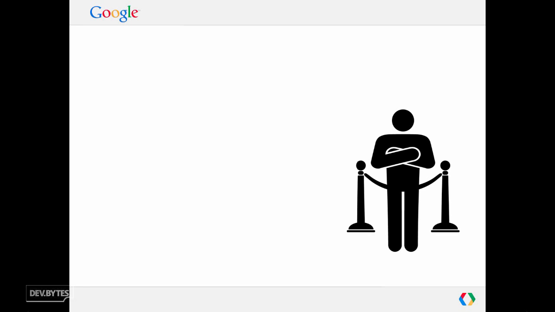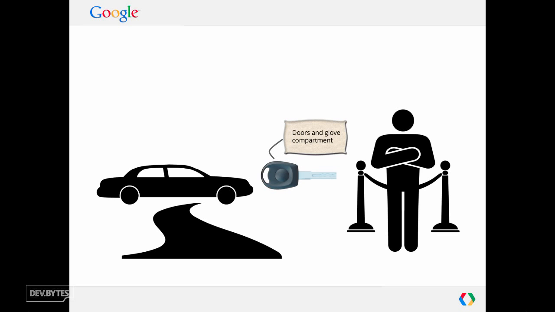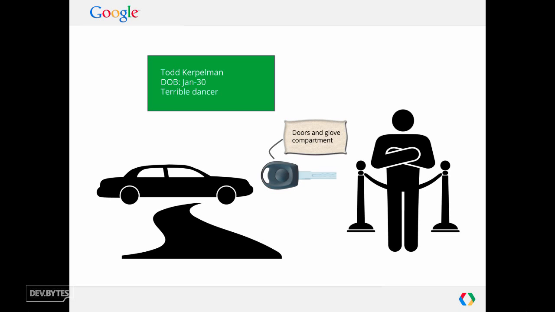Bouncer, I'm going to give you this special valet key. This key will let you open the doors and the glove compartment of my car. It won't let you drive my car, it won't let you open the trunk, but you can get into the glove compartment, and there you can find, say, my registration, which will tell you my name and my date of birth, and maybe then you'll let me in.